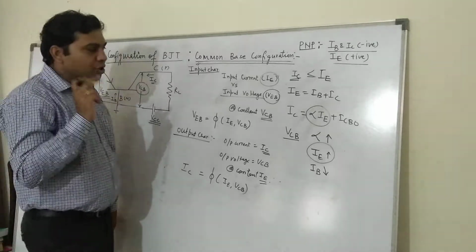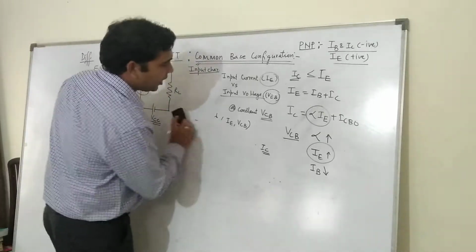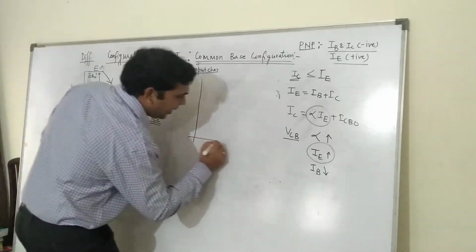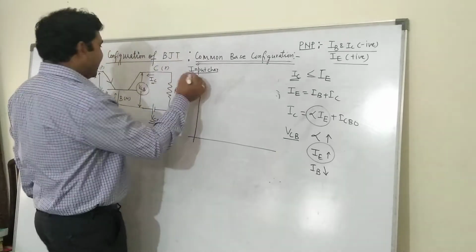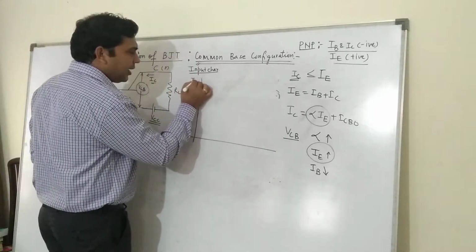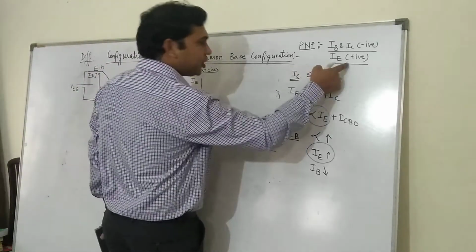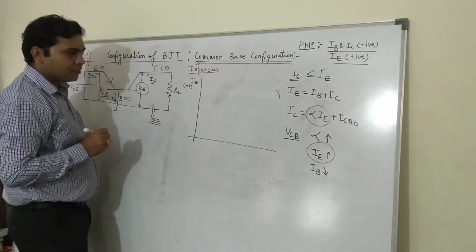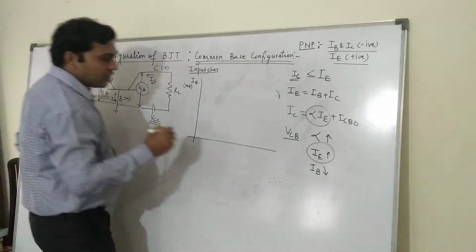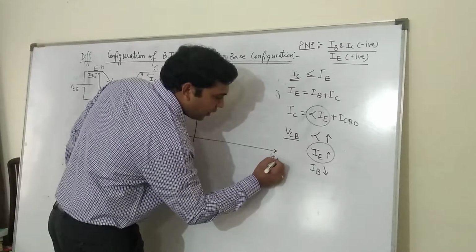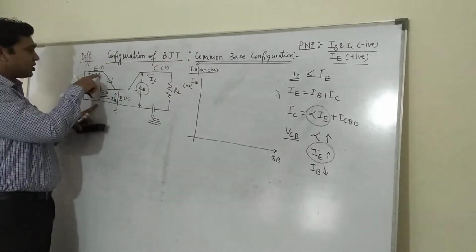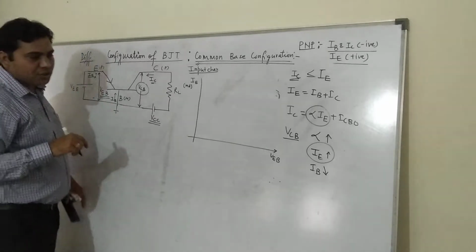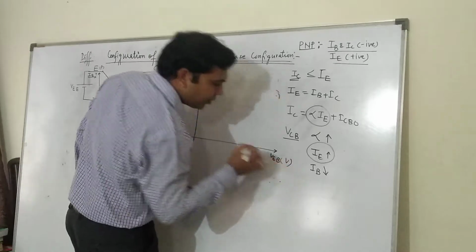So now let me draw the input characteristics. Let's say this is your y-axis and we have an x-axis. On the y-axis I have a current which is IE, and IE is positive, let's say in milliamperes. What is the input voltage? The input voltage is VEB, and VEB is positive because the emitter is connected to the positive and the base is ground. So VEB is positive also, in volts.